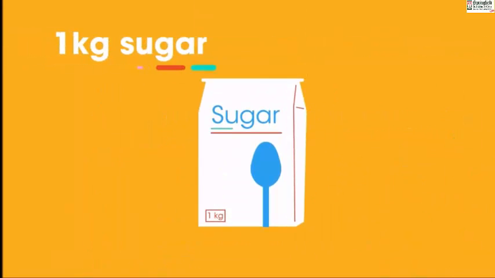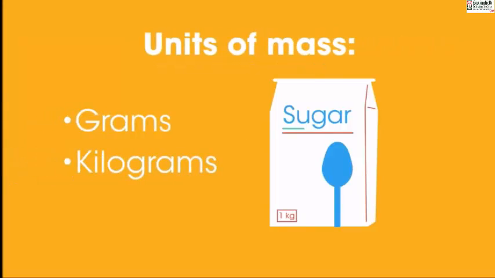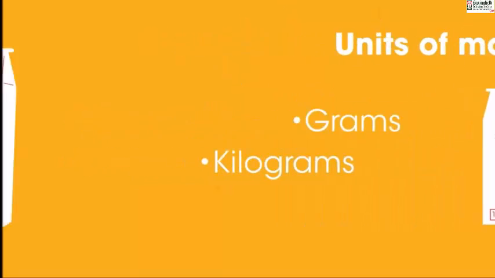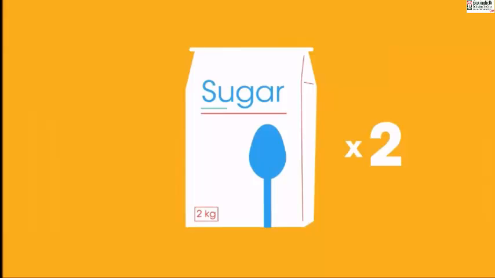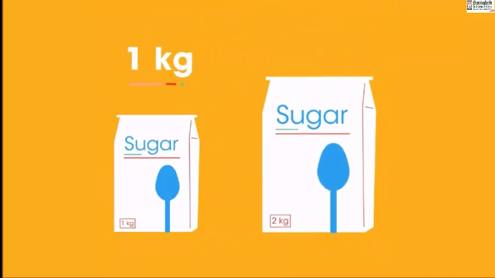This is a 1 kilogram bag of sugar. Grams and kilograms are units of mass. Mass is a measure of how much stuff is in something. This bag contains twice as much stuff. It has a mass of 2 kilograms. It would be wrong to say the bag weighed 1 kilogram or 2 kilograms, as weight is a force caused by gravity.